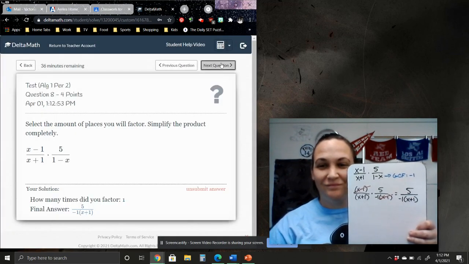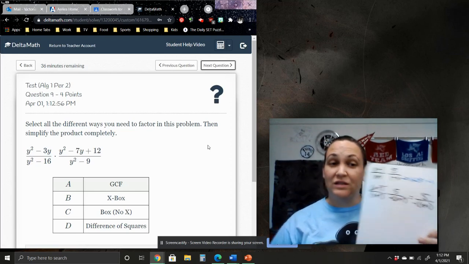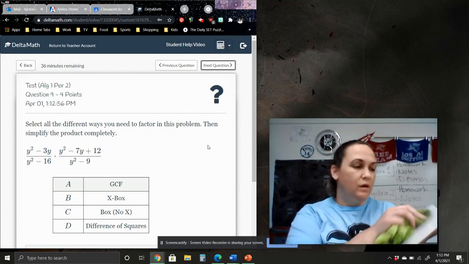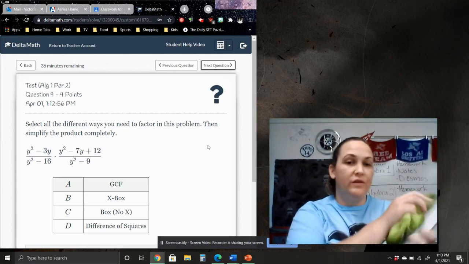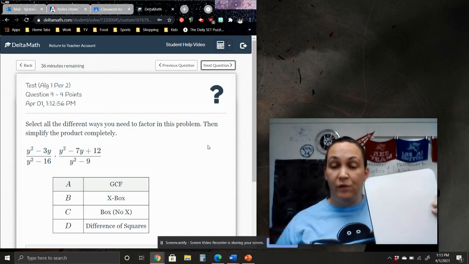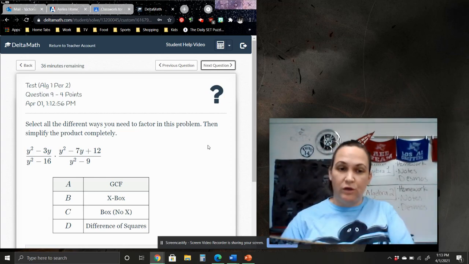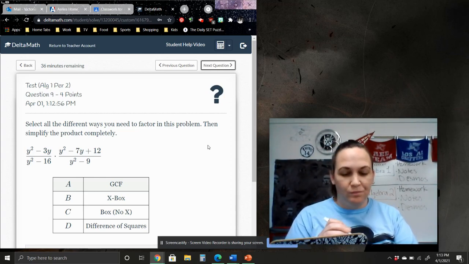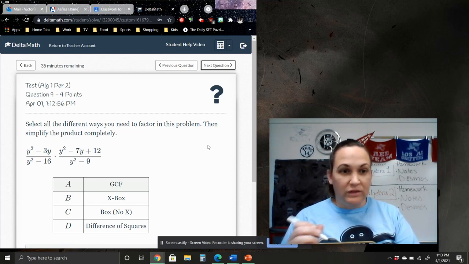All right. I think this is our last multiplication problem. On this problem, it's asking you what are the different ways that you had to factor. So again, I'm going to go ahead and factor, and then we can talk about what are all the different methods that we used, and then we'll find our final answer. Notice that on all of these problems, I start by just factoring, and then once I'm done factoring, then I can start thinking about, okay, what's the answers? What's the first answer, and then what's my final answer?